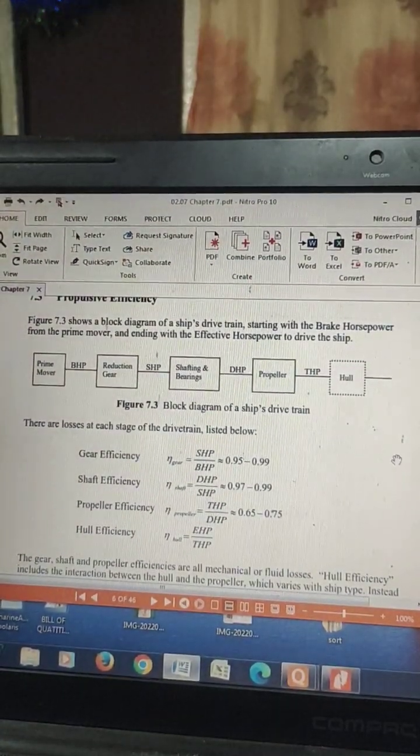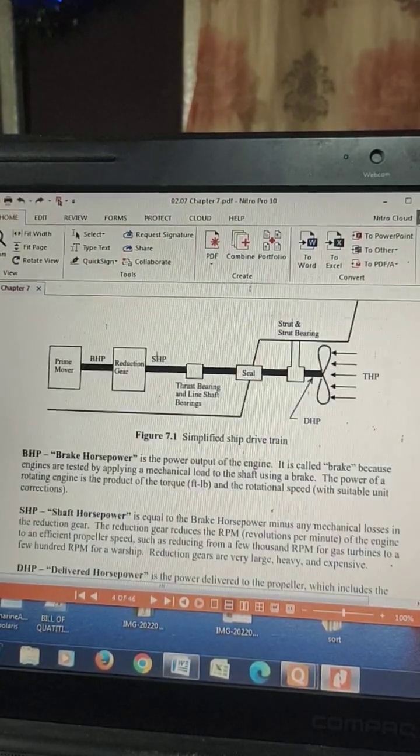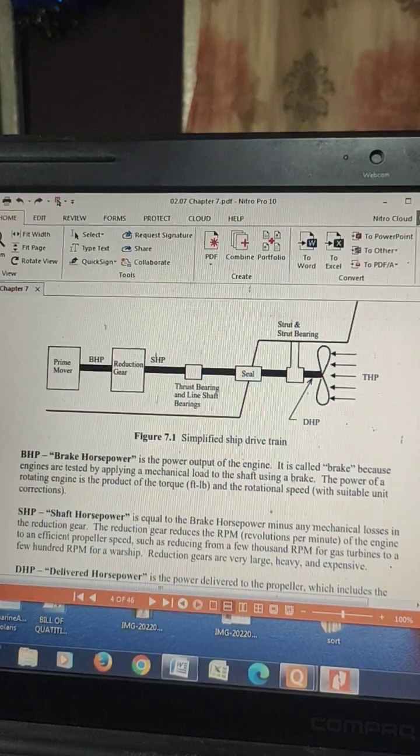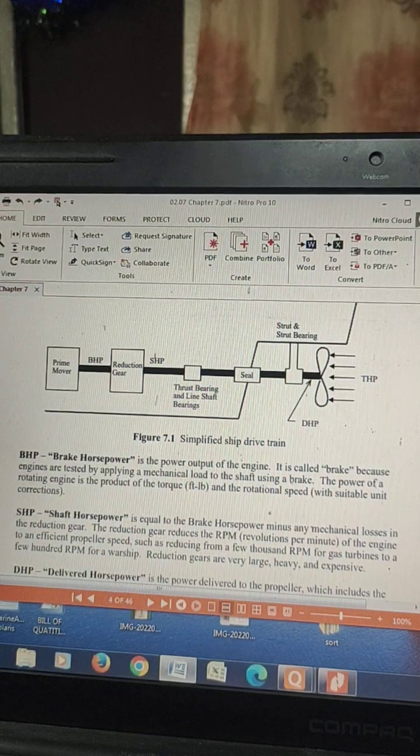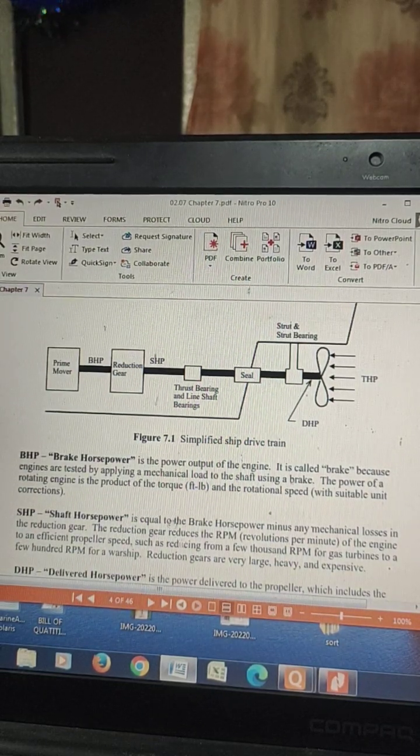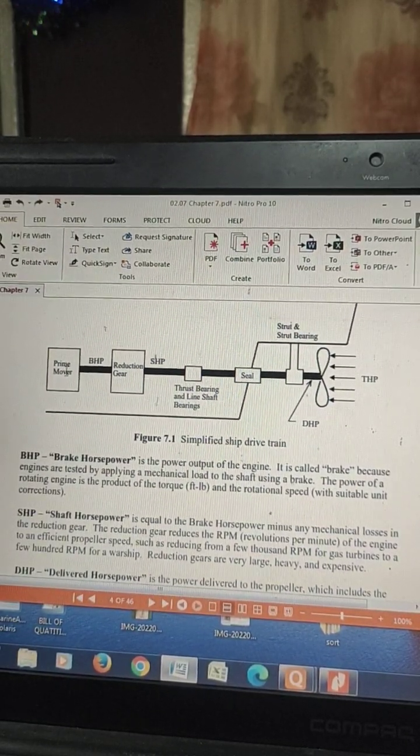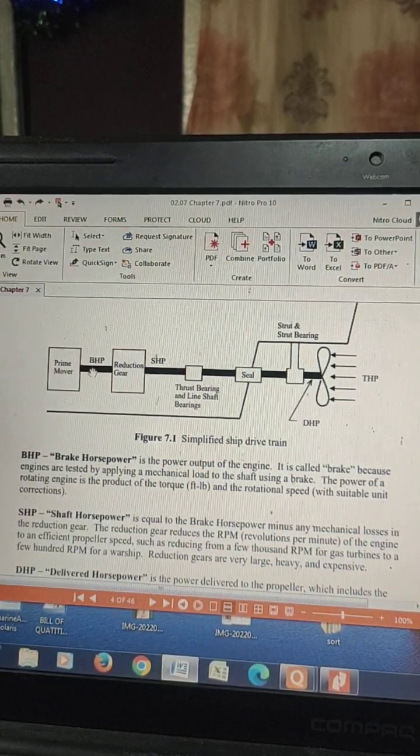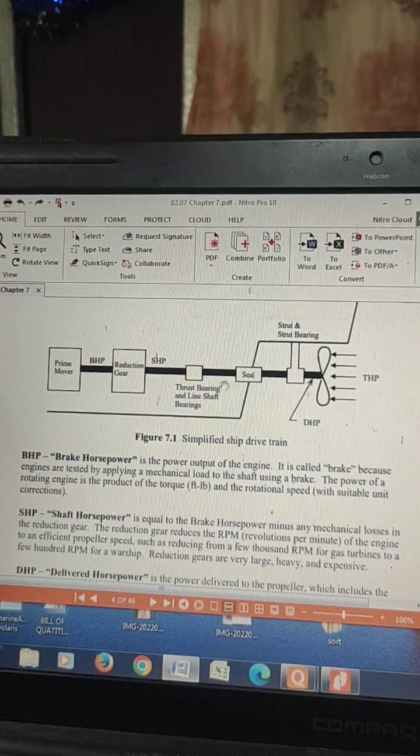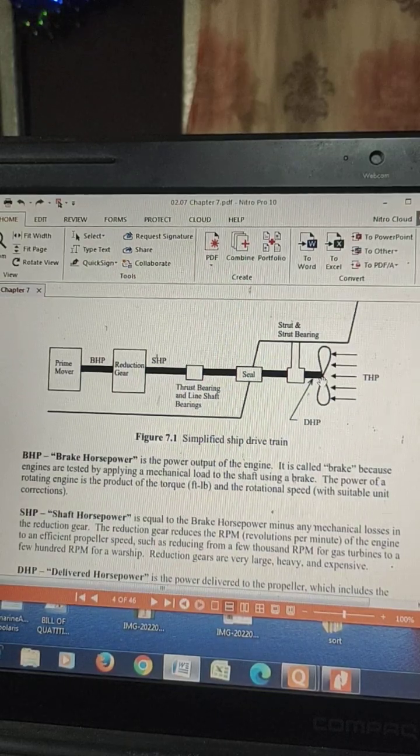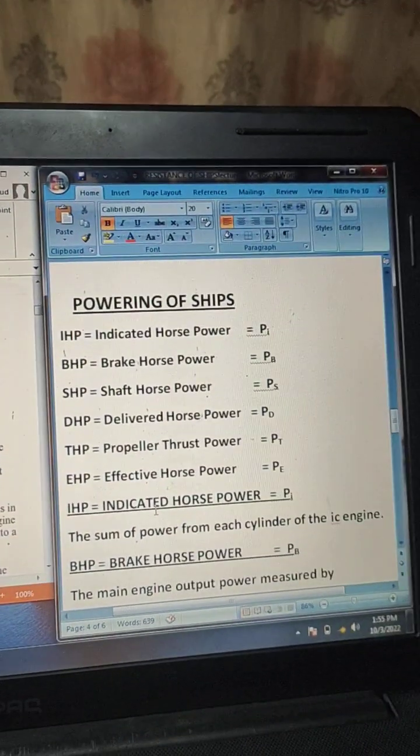Okay, look at what I'm showing you on the screen. At this point, you can see this, which I showed you before. The prime mover, that is the main engine. This is the brake horsepower at the end of the shaft. Shaft horsepower after the gearbox. Then we have the delivered horsepower at the end of the shaft, delivered to the propeller. So turn to this page, you see them.